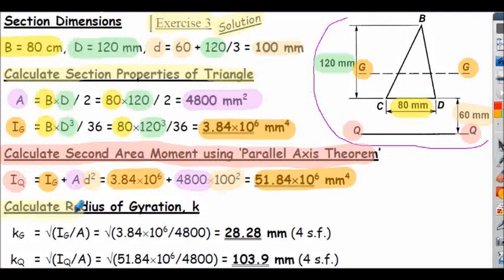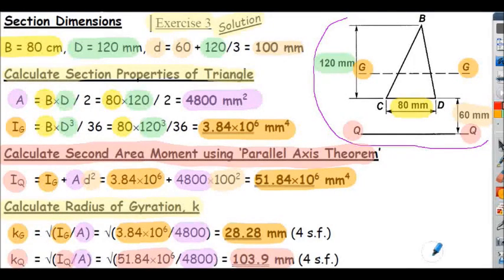We're also asked to calculate the radius of gyration, k. So here's k calculated for the GG axis, in millimeters, and calculated for the Q axis, again in millimeters, both stated to 4 significant figures.